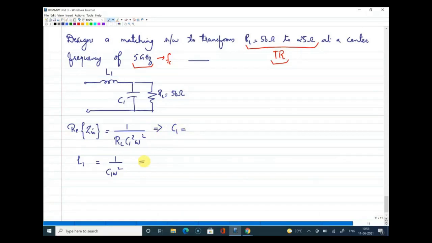Can I get answers in the chat? Yes, Dinesh, you got C1 as 0.9 picofarad. Yes. And what about L1? With 0.9 picofarad, substituting at omega of 2 pi into 5 gigahertz, what is the inductance value? Any answers for that?